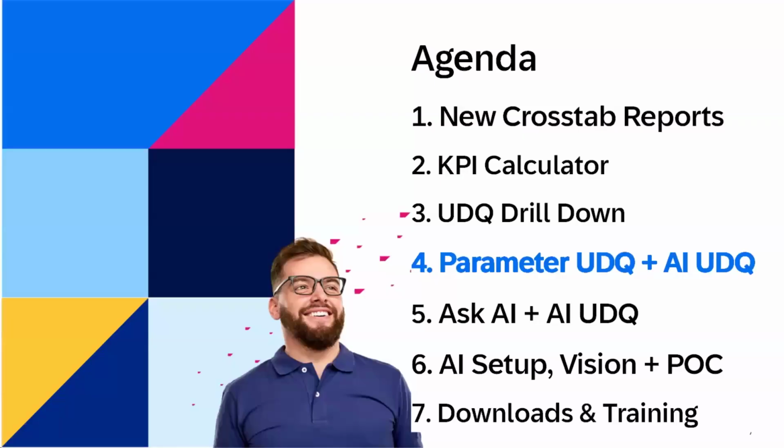Now, we've just got to the point where we're going to start talking about 2608 functionality and AI, which I'm sure you all want to hear about. So I want to introduce a new feature that we are bringing into 2608 called the parameter UDQ. And I'm going to introduce it by using an example of using our new AI UDQ.